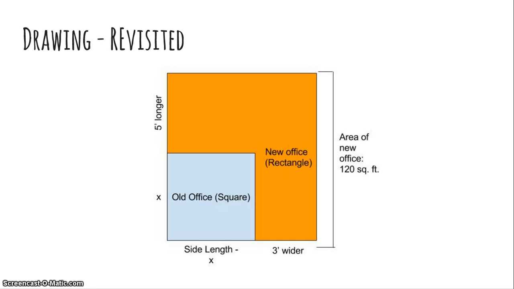If we look at the box for her original office, we don't know how long it is, so we say that it is x feet long. That x is also part of the width of a new office, which is 3 feet longer. So the width of the new office is x plus 3. Similarly, the length of the new office is x plus 5.